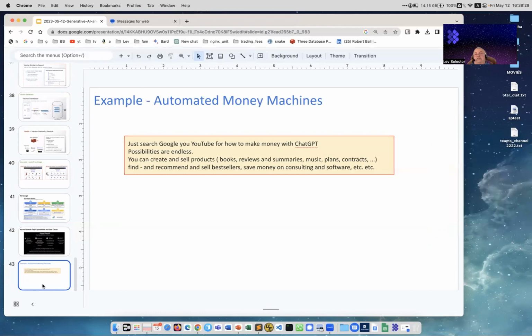Last slide. Automated money machines. I wanted to write about how to make money with ChatGPT, but you know what? If you just go on YouTube and search for this, you will find so many videos of how I made so many thousands of dollars last month using ChatGPT. It's just absolutely endless.